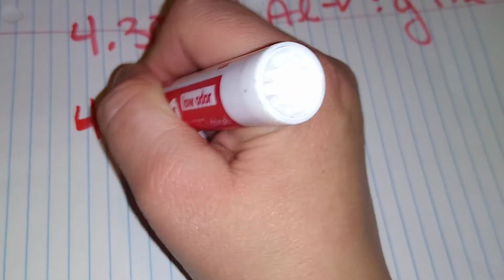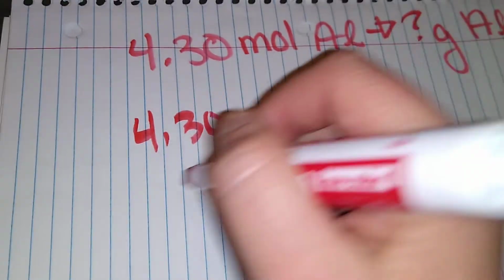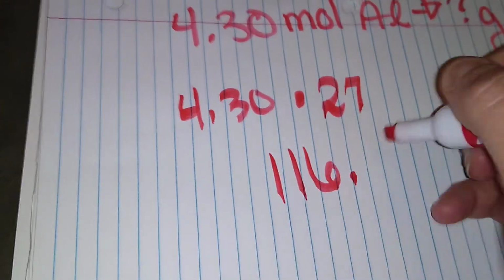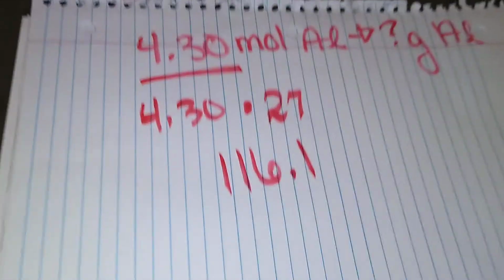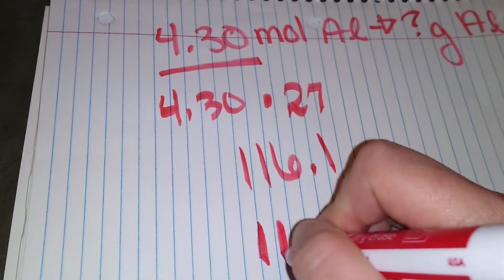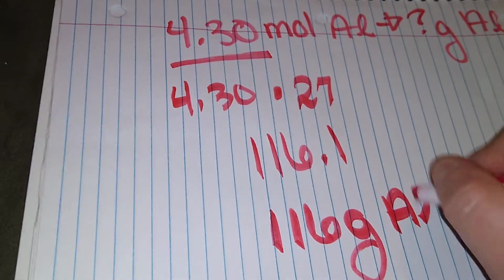So we start with moles. Moles mean we multiply, so we get 4.30 times 27, which you will find comes out to be 116.1. Okay, now how many digits should we have? 3. Okay, all right, so our final answer should be 116 grams of aluminum.